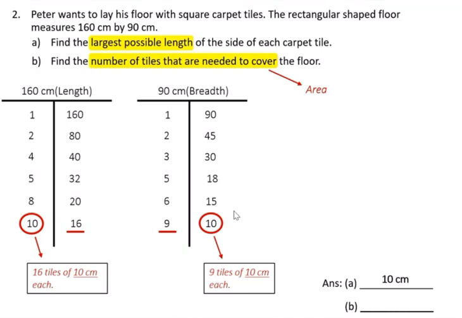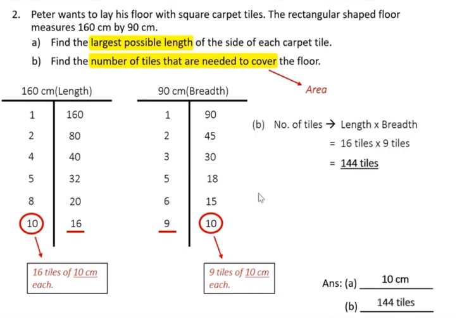which means that the total number of tiles will not be 16 plus 9. It would actually be 16 times 9, 144 tiles. Because if you find the area, it's length times breadth. Correct? P3, I believe you have already learned how to find area. When you were in P3, you learned area and perimeter, remember? The formula for finding area is length times breadth. That's what we are applying here in the question.